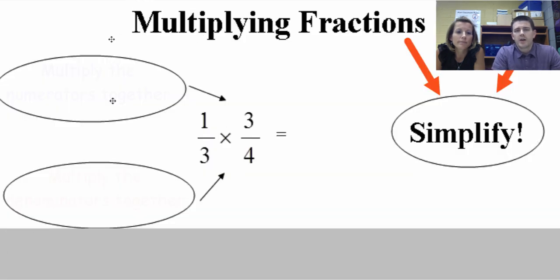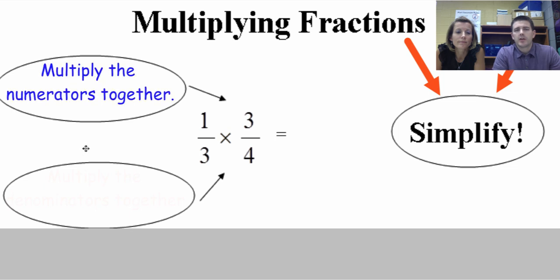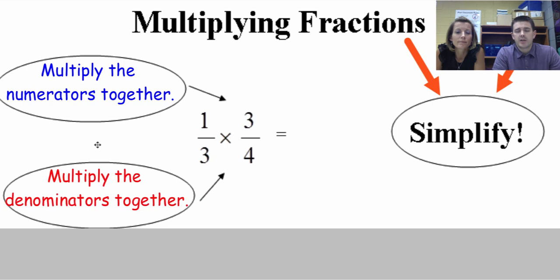So to multiply fractions, we have three very simple steps. We want to do 1/3 times 3/4. So our first step is we're going to multiply the numerators together. Next, we're going to multiply the denominators together. So it's not like adding or subtracting. You don't need common denominators or anything like that. Just multiply numerators, multiply denominators together.